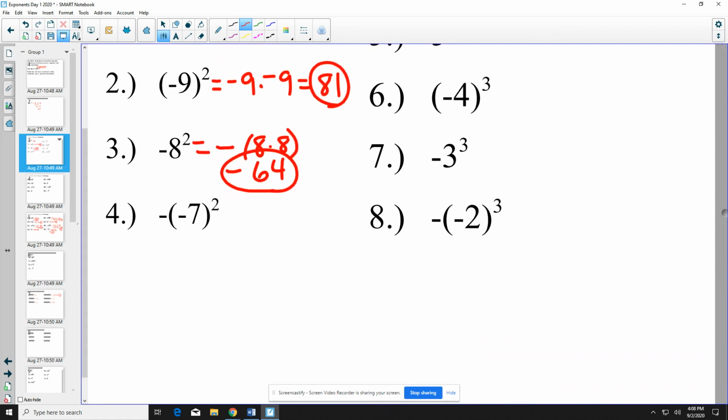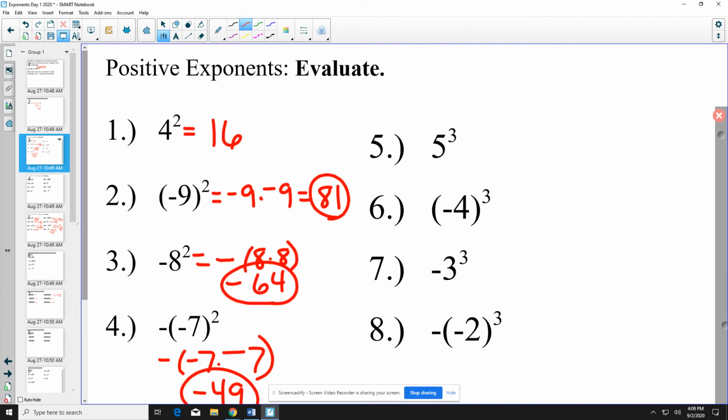Write number 4 in your notes, negative, and then negative 7 in parentheses to the second. Okay, whenever you have a negative sign in front, just write it down again. Then we're taking the number negative 7 to the second. So that means negative 7 times negative 7. So a negative times a negative, this will give us a positive 49, but we still have a negative sign in front. So that answer is a negative 49.